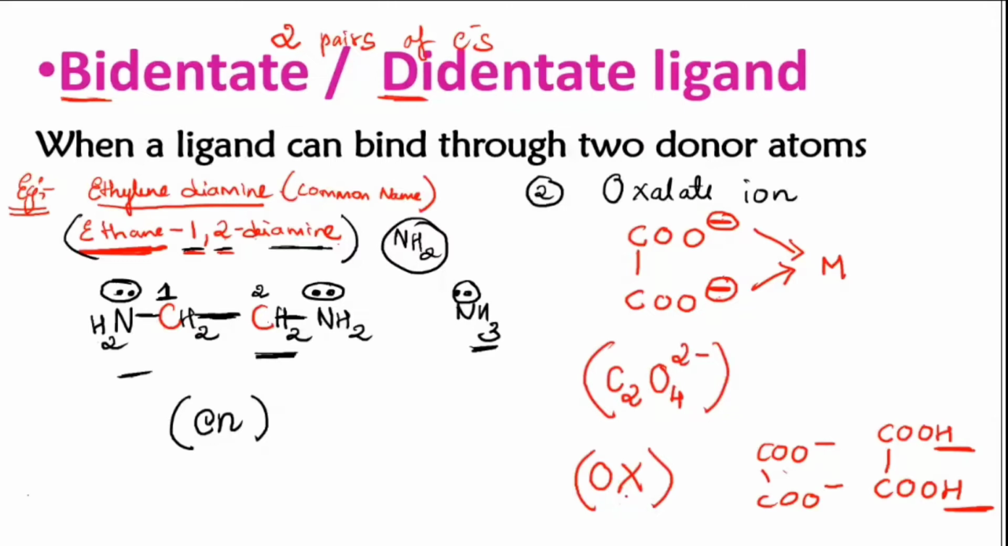So if I ask you how many donations can be done by oxalate ion, it should be 2. They can bind with the 2 donor atoms. You can see here oxygen, 2 oxygens are there. Similarly, if I tell you En is given, what is the bonding they can do? Then it should be 2. Your answer should be 2. Remember. Clear? What is didentate and bidentate?